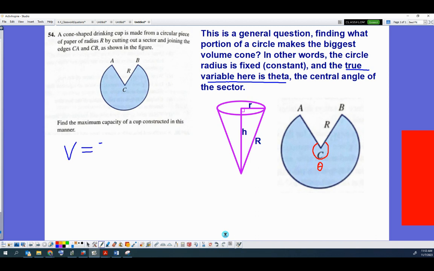So let's start with our primary equation, the volume of the cone. And the volume formula I know for a cone is 1/3 pi r squared h, right? 1/3 of the area of the base of the cone times the height of the cone.